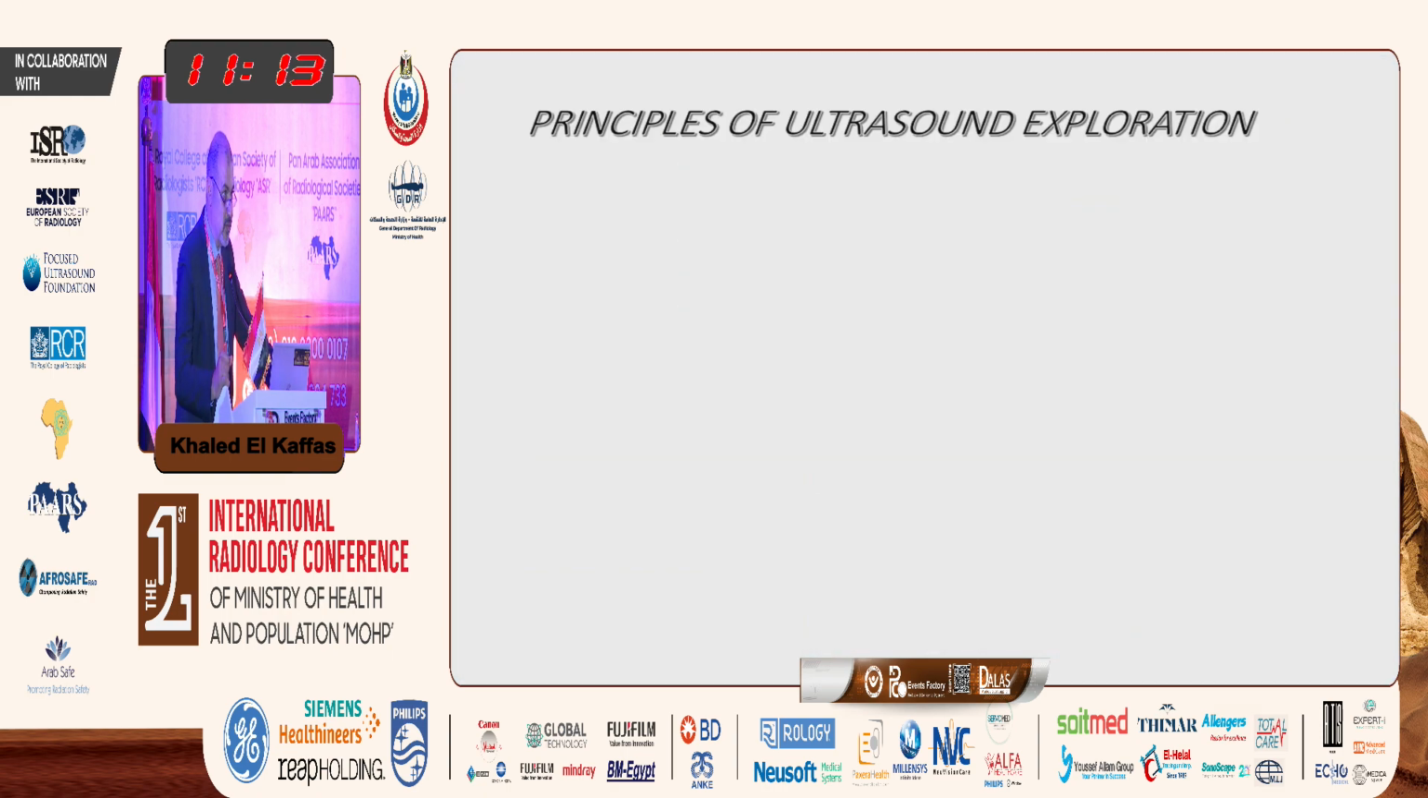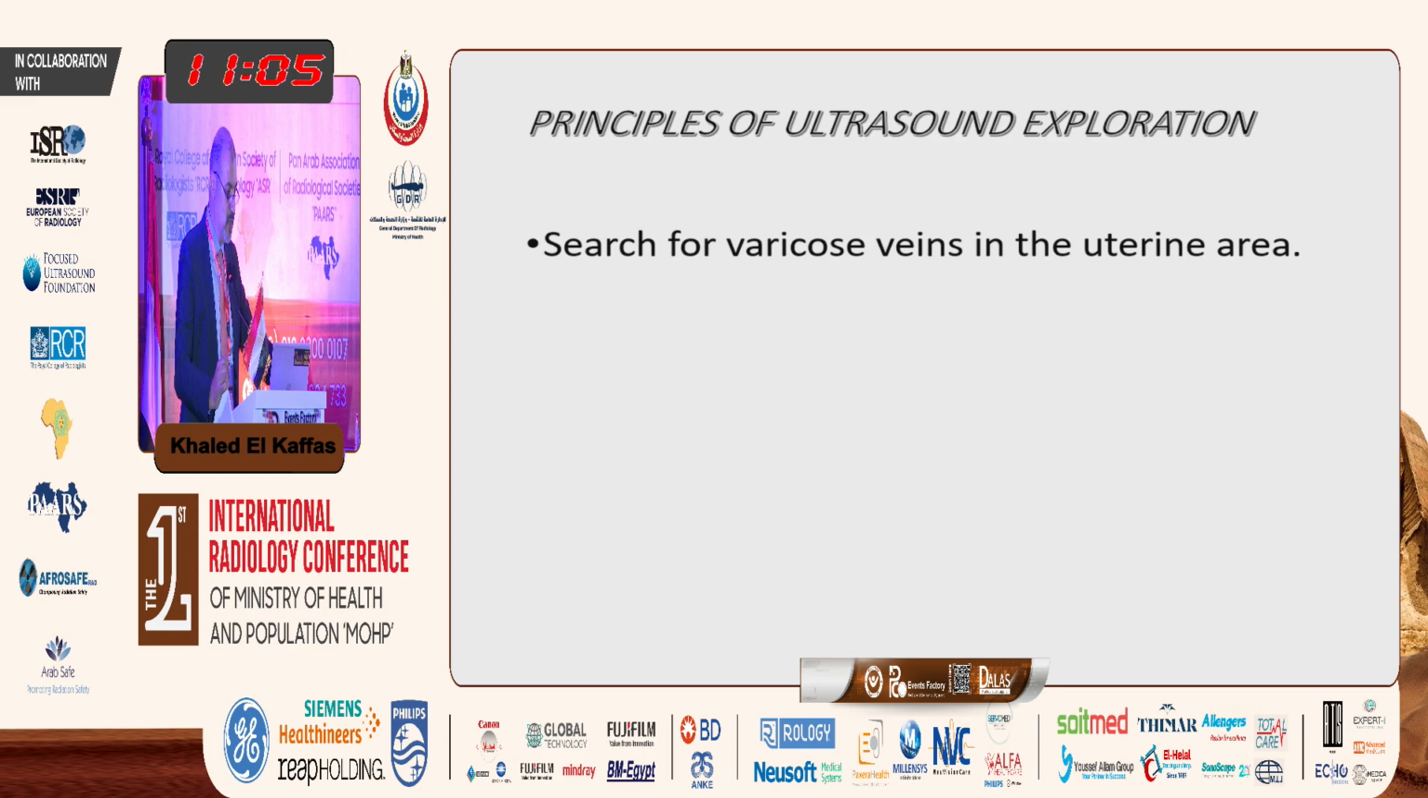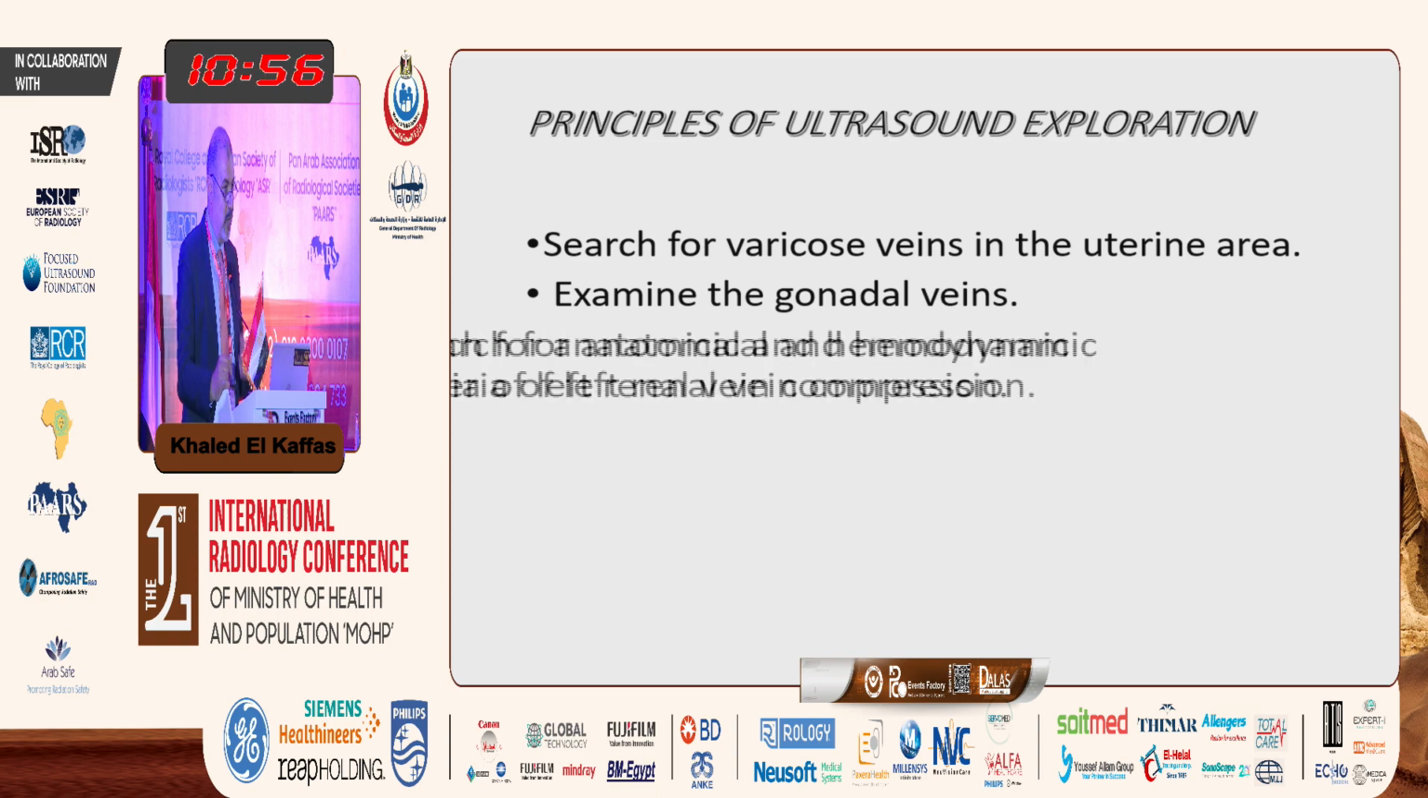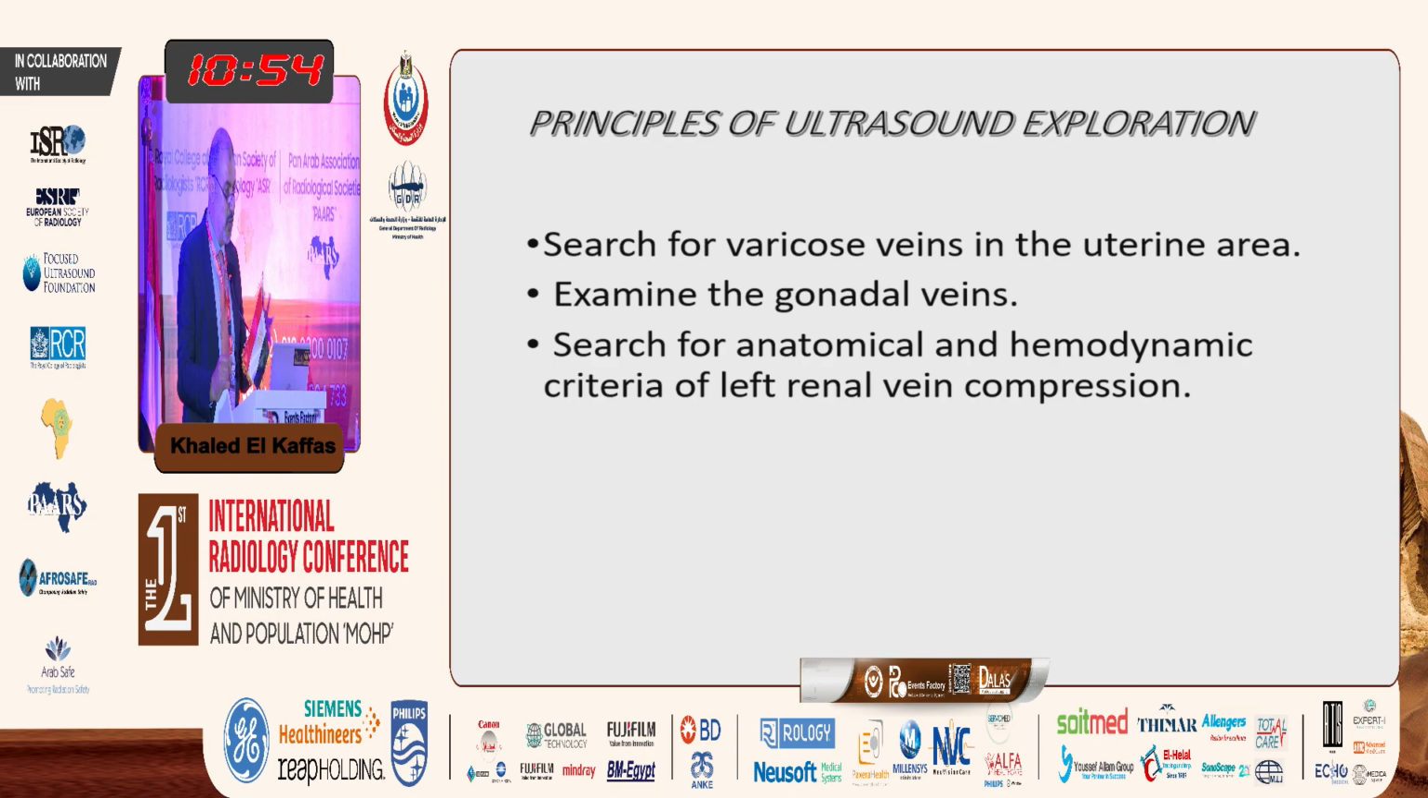So what are the principles of ultrasound examination? We must go step by step, as if going upstairs on a ladder. First, we search for varicose veins in the uterine and parauterine area. Second, if we find a positive finding, we go to examine the gonadal veins. If we find a positive finding in the gonadal veins, we search for obstruction at the level of the left renal vein or the iliac veins, obstructive diseases like May-Turner or Nutcracker syndromes.